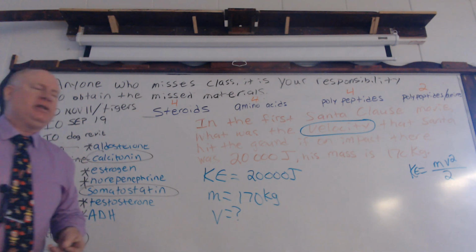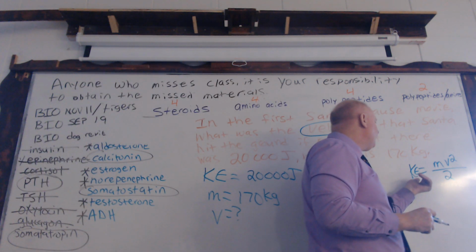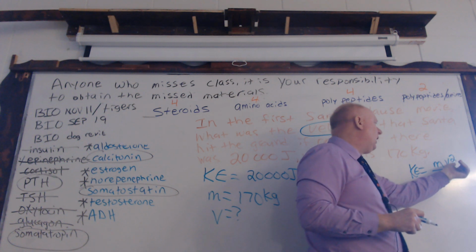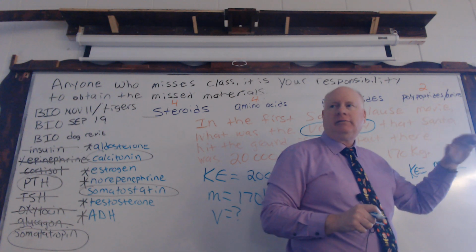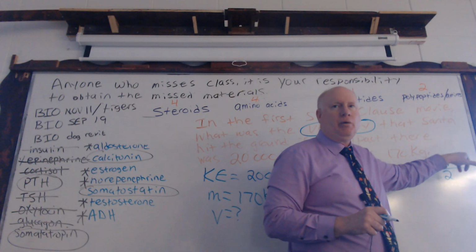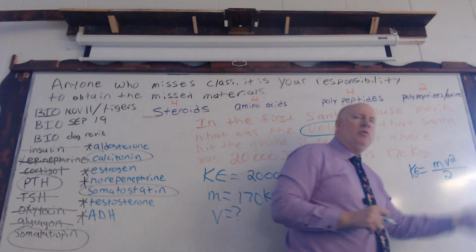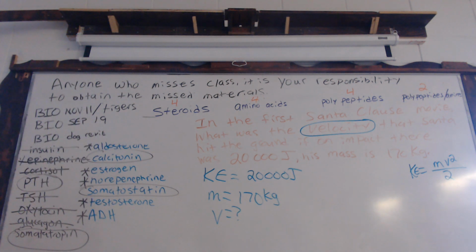Okay, let me start over. If we were solving for kinetic energy and we knew the mass and we knew the velocity, students might forget to square it. But if we know the energy and we know the mass, once they've determined the velocity, they may forget to do what? It's just the opposite. The square root of that.